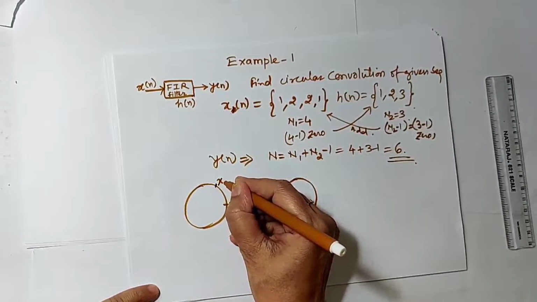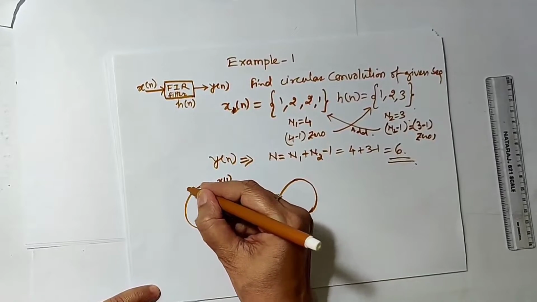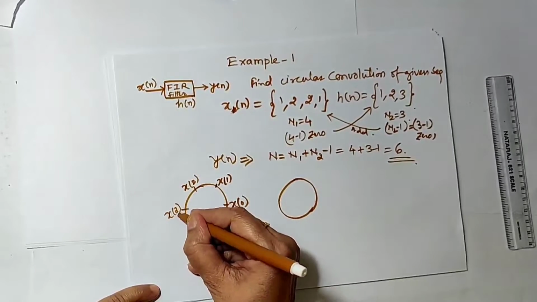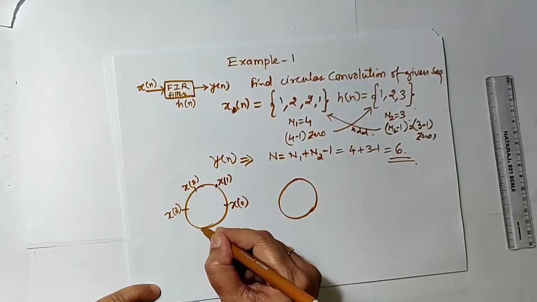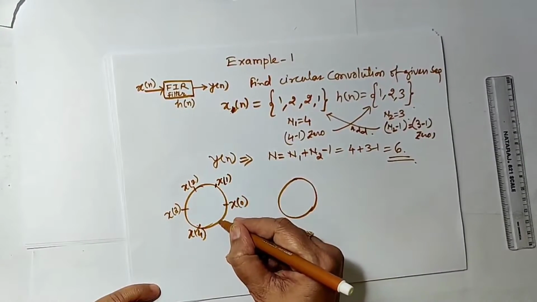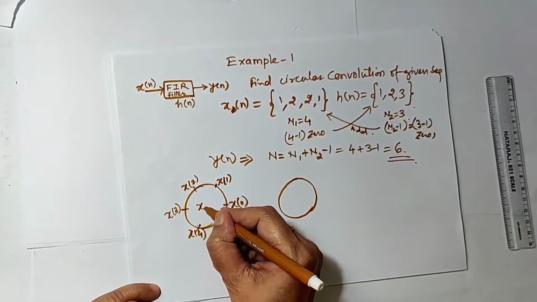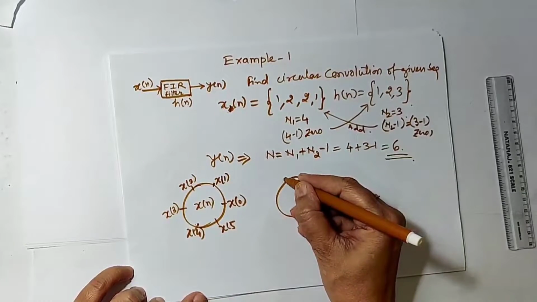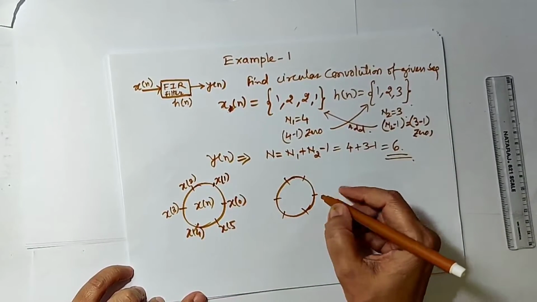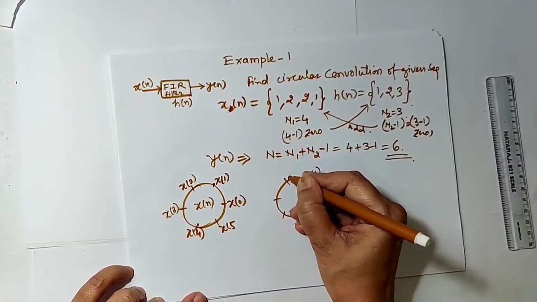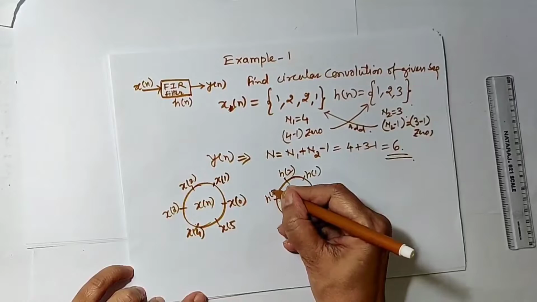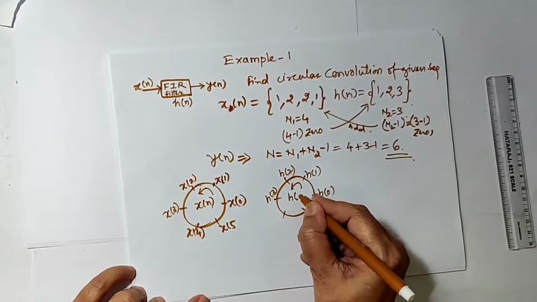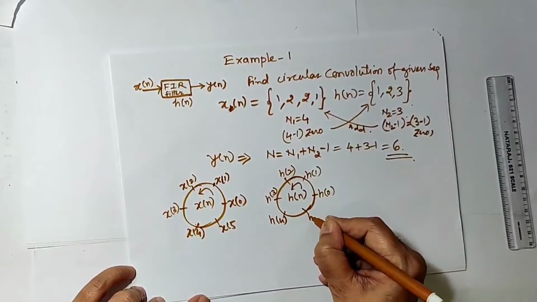So we'll take x1, then x2, then x3, then x4 and x5. So this is our xn. And similarly we'll draw h0, h1, h2. If you remember, we have discussed it. We are plotting initially anti-clockwise and this will be the hn, h4, then h5.